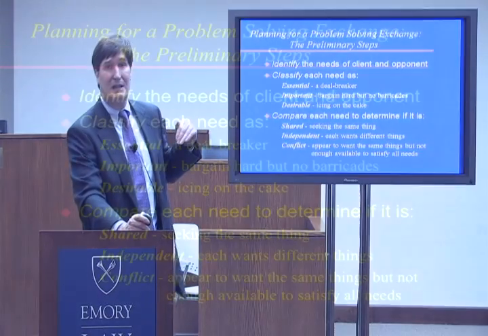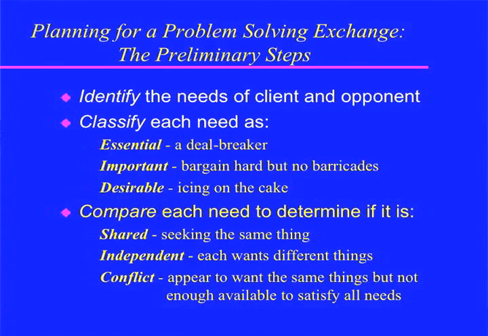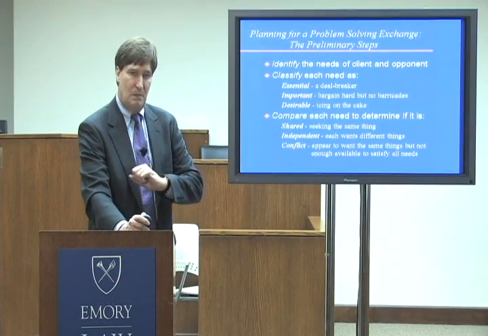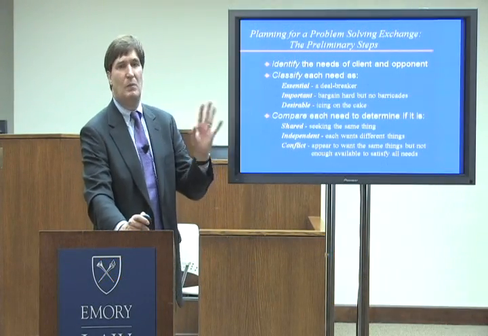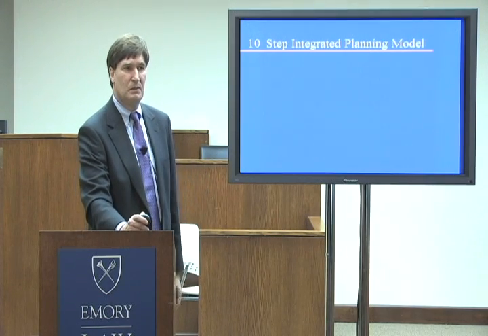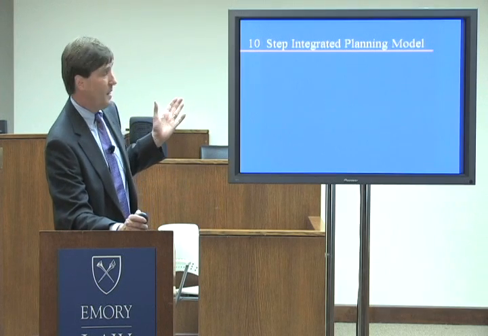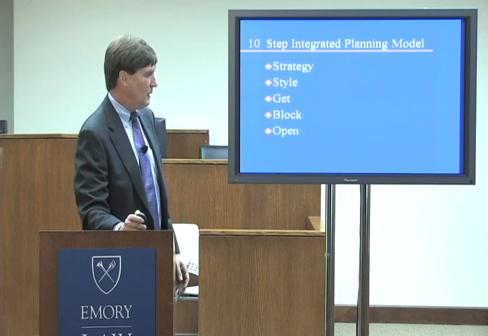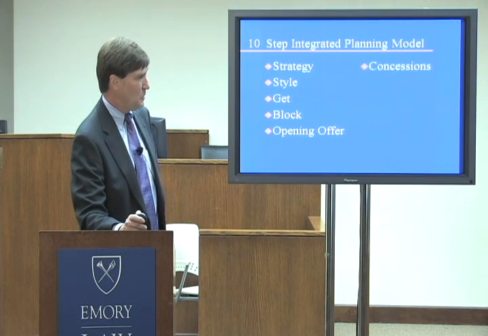So what I always like to do is identify the needs of the client and the opponent, and classify them as essential, important, or desirable if I'm a problem solver, and also classify them according to whether they're shared, independent, or in conflict. If I'm going to be a problem solver, that will help me be more creative as I'm looking for exchanges and ideas of exchanges. So what we have then is strategy, style, get, block, opening offer, concessions.